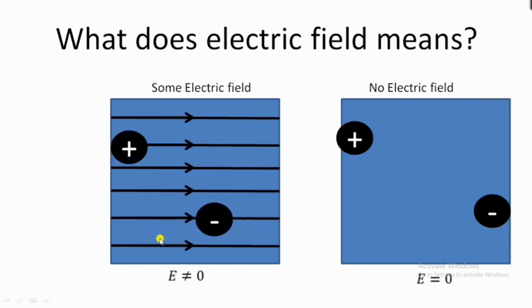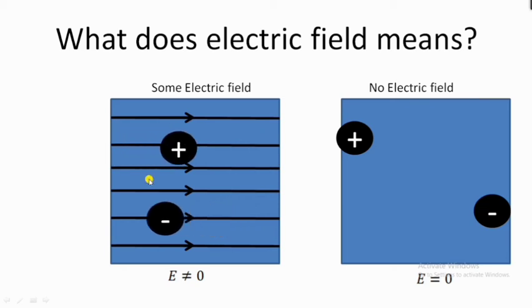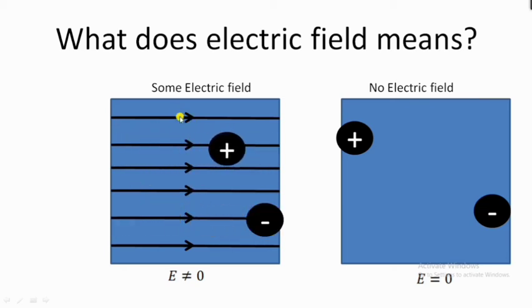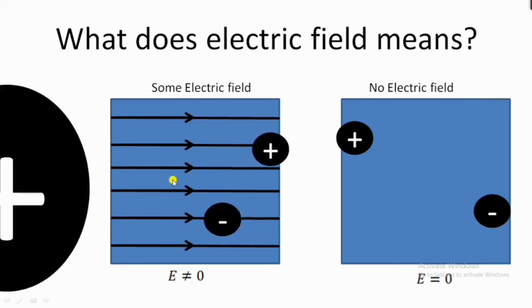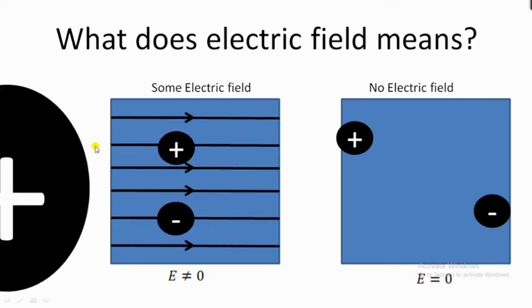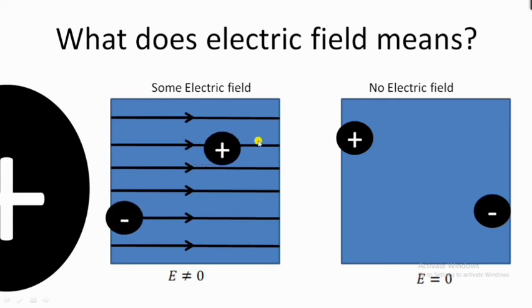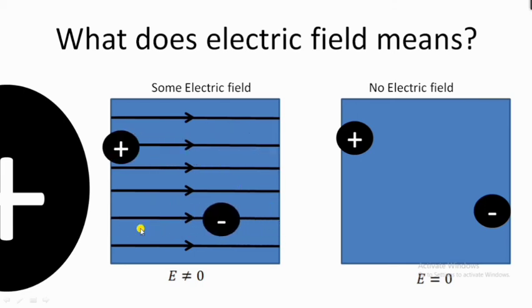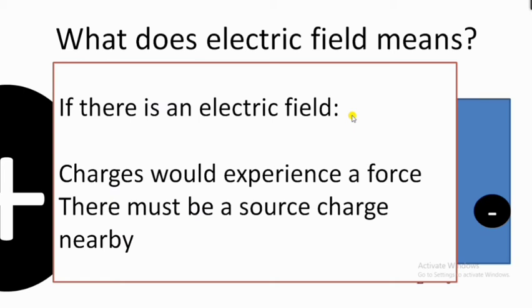Now these two charges are moving, that means there is another charge, the source charge, in the surrounding, or the charge which is producing this electric field. So there must be a positive charge at this side, so that this charge is getting repelled and this charge is getting attracted. If there is an electric field, we should understand two things. If you leave a charge in a region with electric field, the charge would experience a force or it should move, and there must be a source charge nearby. So these are the two things you should understand: one, other charges must experience a force, and two, there must be a source charge nearby.